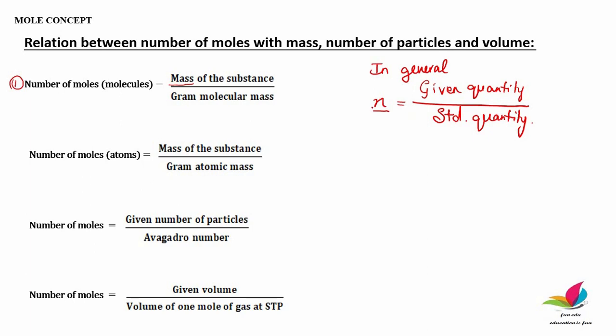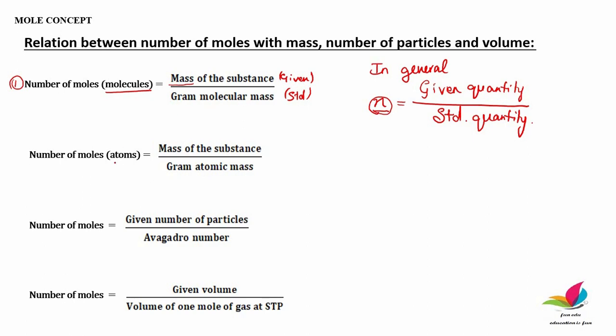Suppose I am relating the number of moles with the mass, then I can write given mass by standard mass. So number of moles will be equal to the given mass of the substance divided by the gram molecular mass. Now this is the standard mass. Why is it gram molecular mass? Because here we are calculating the number of moles for molecules. So if it is a molecule, then you have to use gram molecular mass.